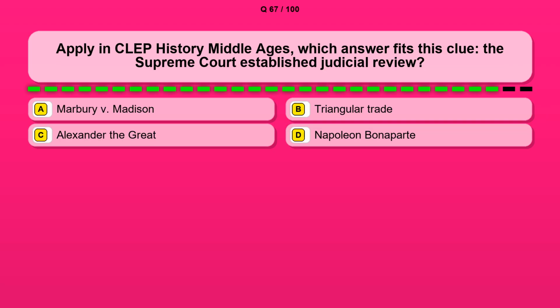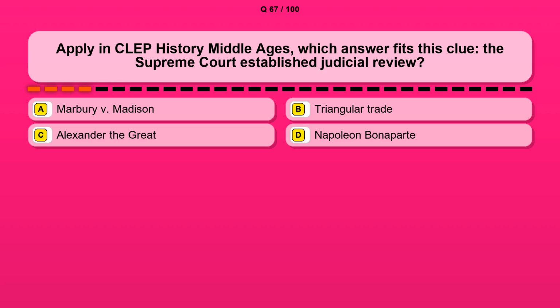Question 67. Apply in CLEP History Middle Ages, which answer fits this clue? The Supreme Court established judicial review. Option A, Marbury v. Madison. Option B, triangular trade. Option C, Alexander the Great. Option D, Napoleon Bonaparte.